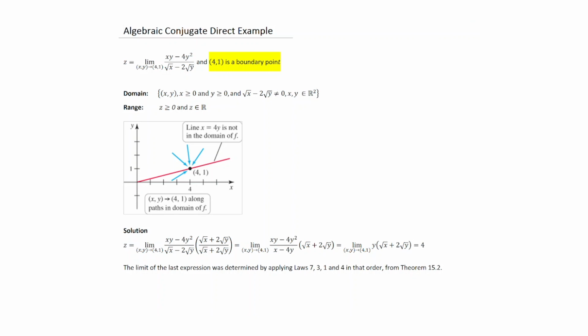And so the domain in this case would be, because square roots must have arguments that are greater than or equal to 0, that x is greater than or equal to 0 and y is greater than or equal to 0.